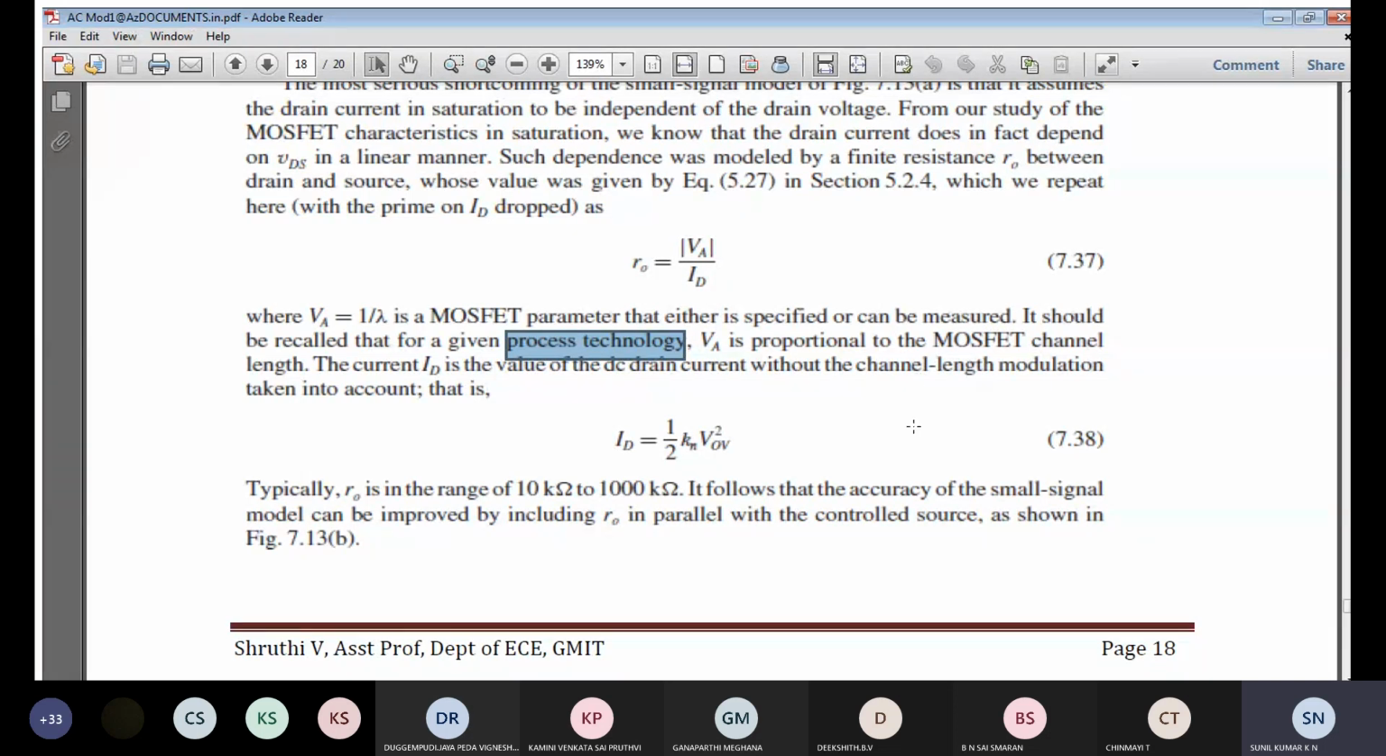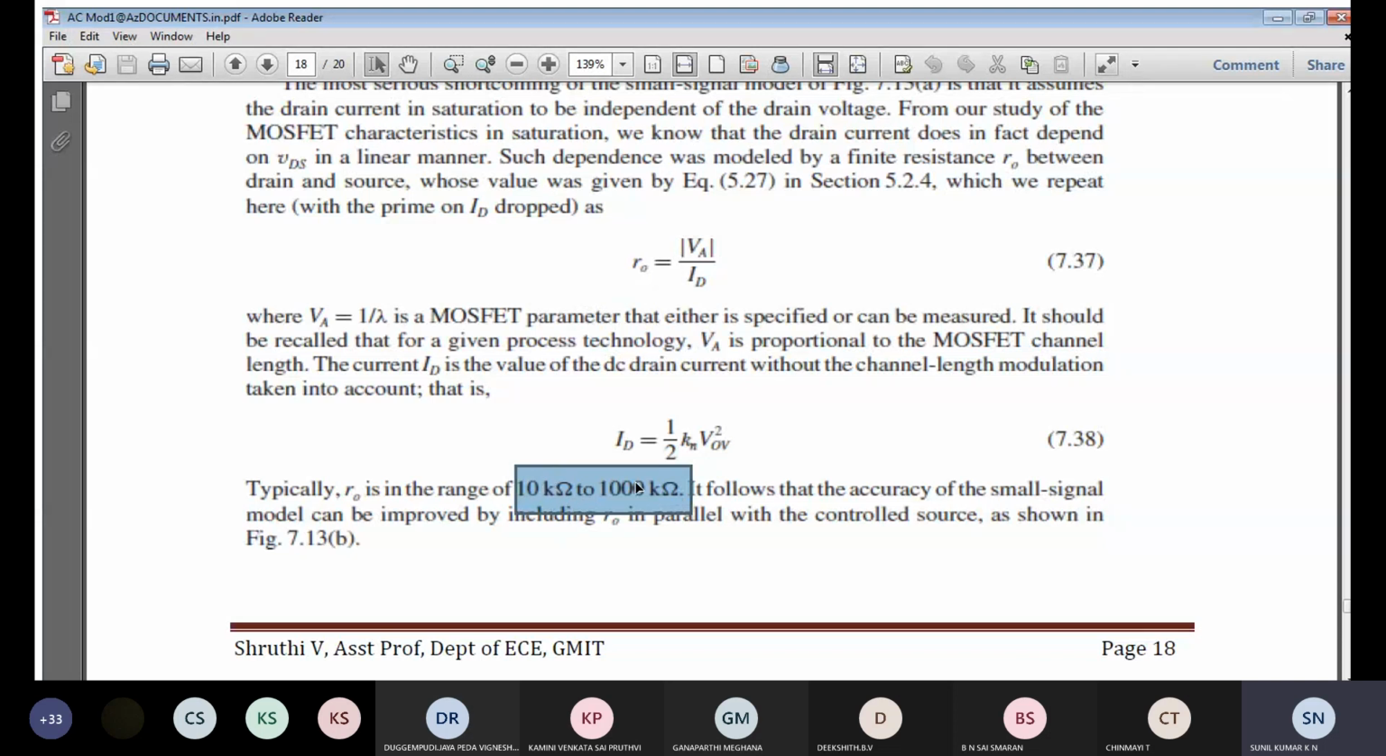So the early voltage is proportional to the MOSFET channel length, and we can write the expression for this in terms of overdrive voltage. And typically the values of the resistance R naught lie within 10 kilo ohms to 1000 kilo ohms. That means typically the value is a very large value.